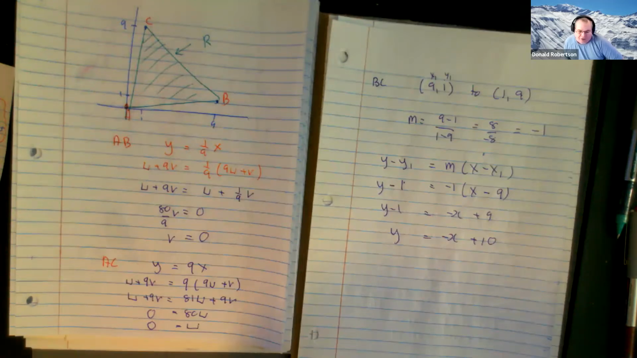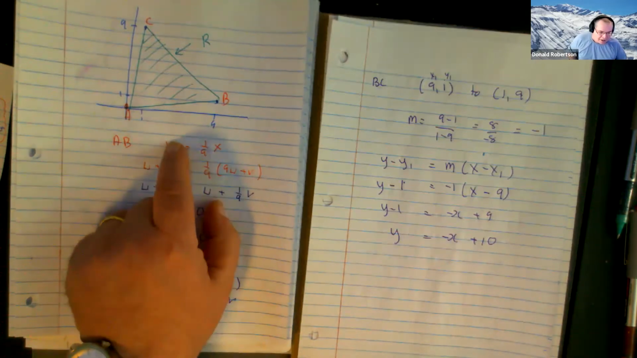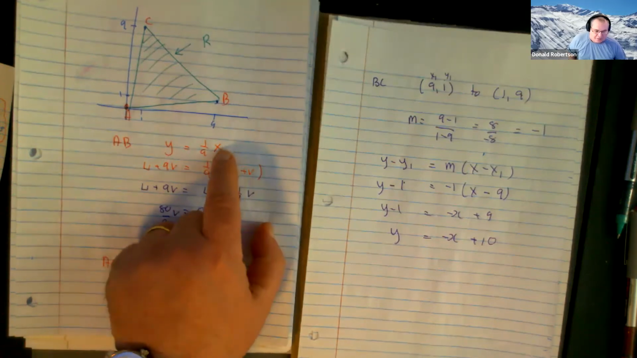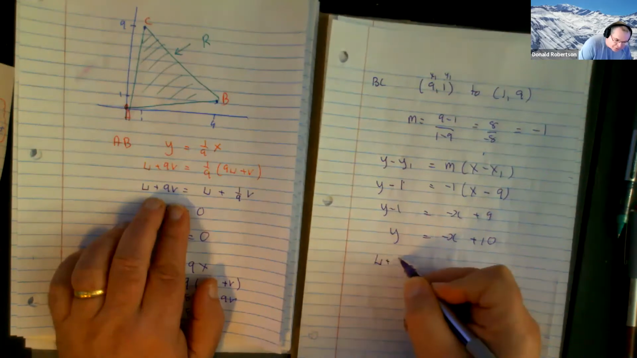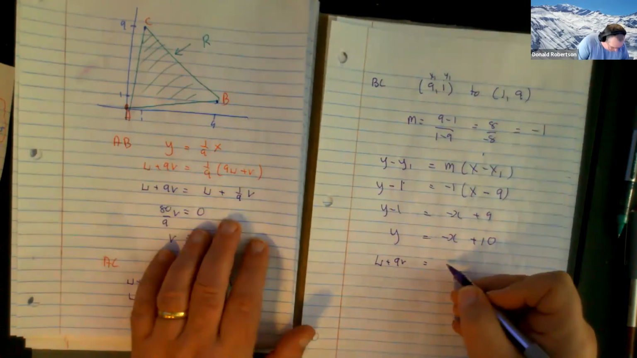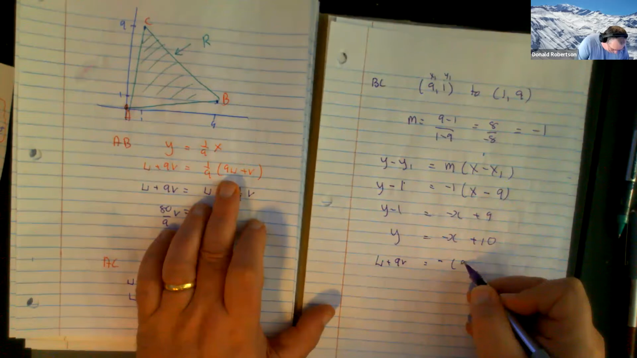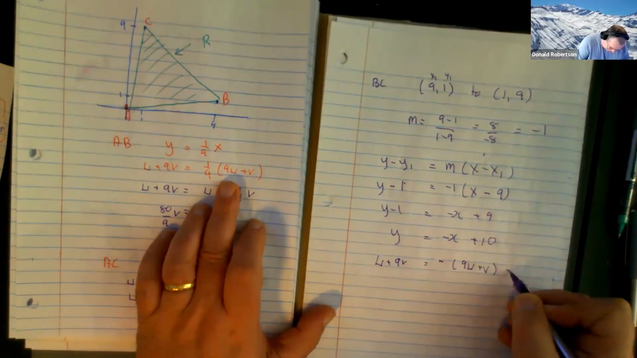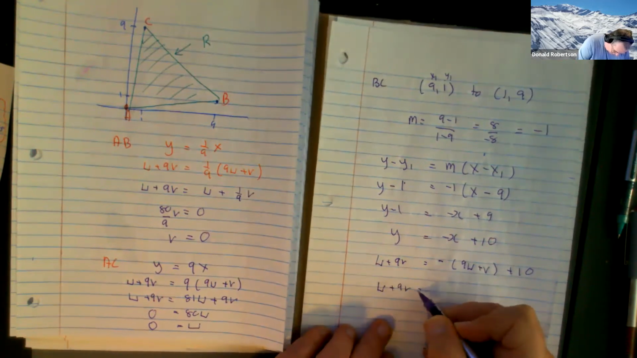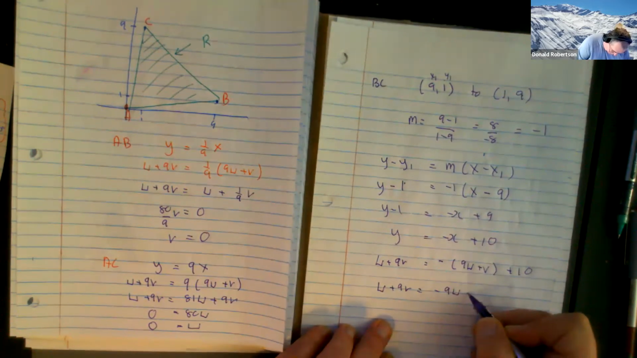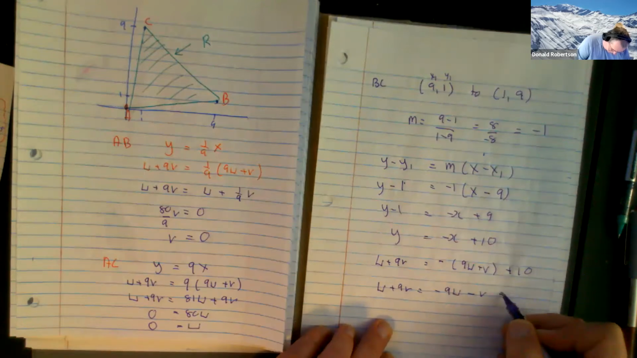Don't I now have to find out what the equation of that line is going to look like in terms of u and v? And every other time, didn't I replace y by this, and x by this? So y becomes u plus 9v, and negative x becomes negative 9u minus v, plus 10. So u plus 9v is negative 9u, negative v, plus 10.